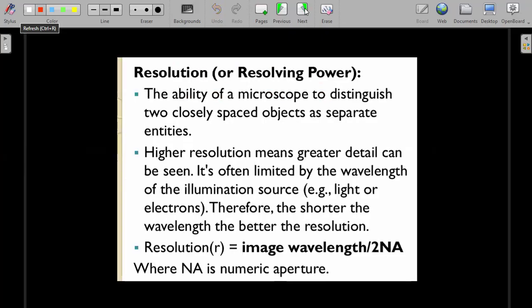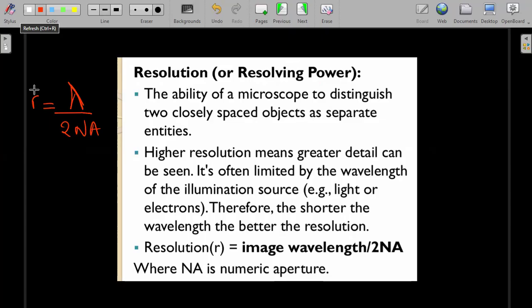So the other term you need to know is called resolution. Resolution is given by this formula here. Resolution, denoted by small letter r, is equal to lambda, where lambda stands for the wavelength of light, divided by 2NA. The NA in this case is called the numerical aperture. So this is the formula for resolution.